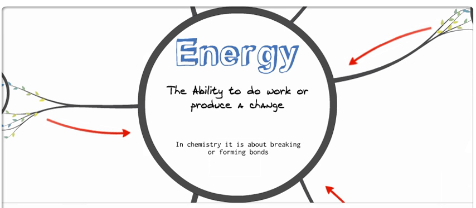Chemistry is the study of matter and energy and the changes between them. In the previous lecture we talked about matter, so now let's talk about energy. Energy is the ability to do work or produce change. And in chemistry, it's all about bonds. Energy is stored in bonds, or energy is used in bond formation or bond breaking.